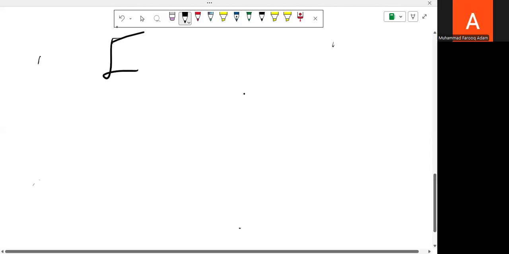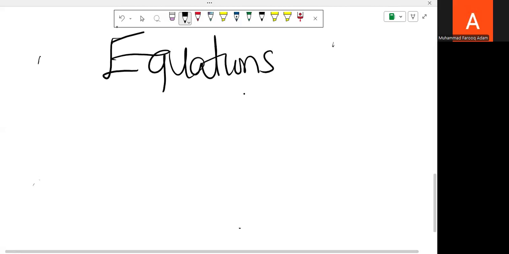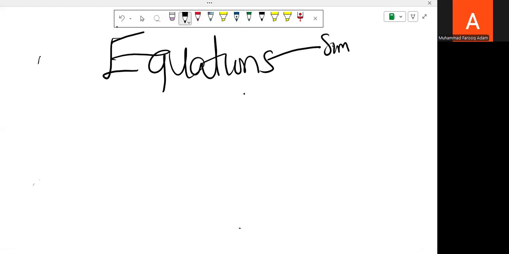So for the past week, we've been treating equations, and we have discussed simple equations. Simple or linear equation, it's the same thing as linear equation.